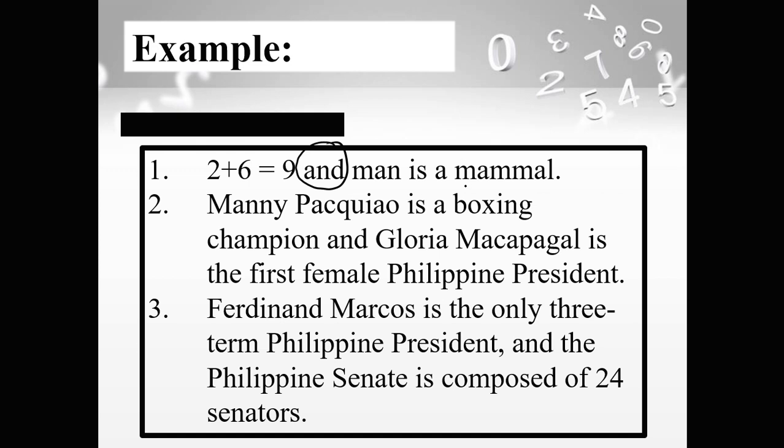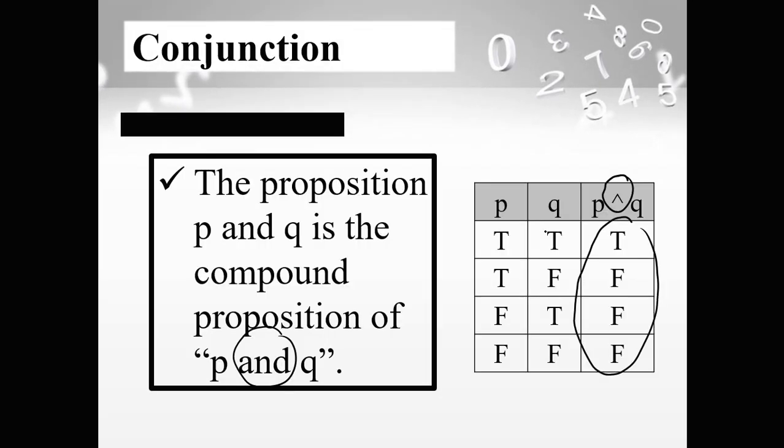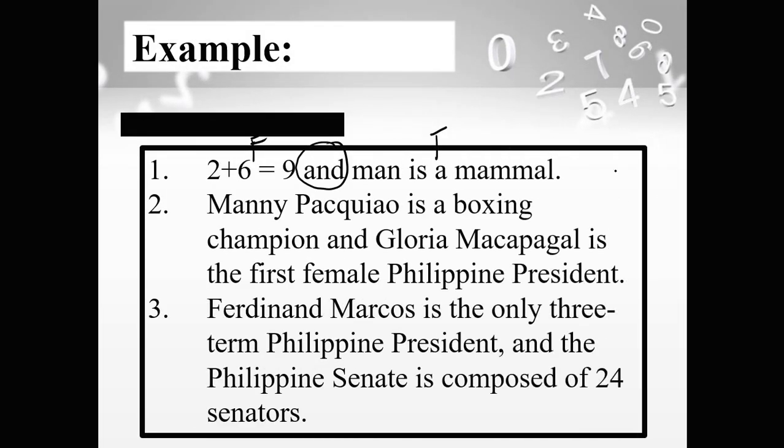Ayan. So, 2 plus 6 is equal to 9. Of course, that is false. Man is a mammal. That is true. And according to the rule of conjunction, if your first statement is false and your second statement is true, what will be the final answer? Ayan, puntahan ulit natin yung table. First statement po is false, second statement is true. So, ito po yun. What will be your final answer? So, final answer po will be false. Okay? So, this will become false.